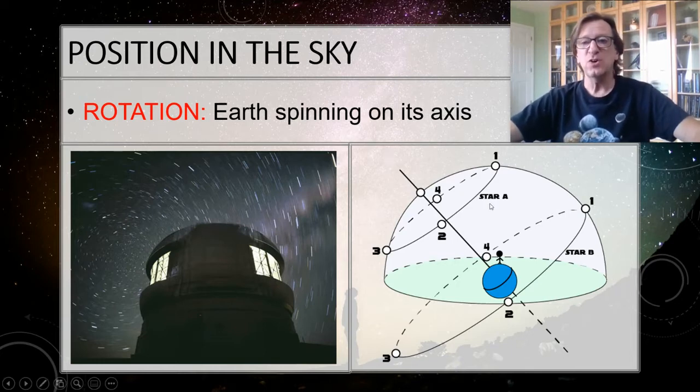So these stars are called circumpolar stars, and circumpolar means around the pole. So those are stars that are very close to the pole. Other stars, as we get farther away, seem to rise in the east, reach a maximum in the south, and then set in the west.